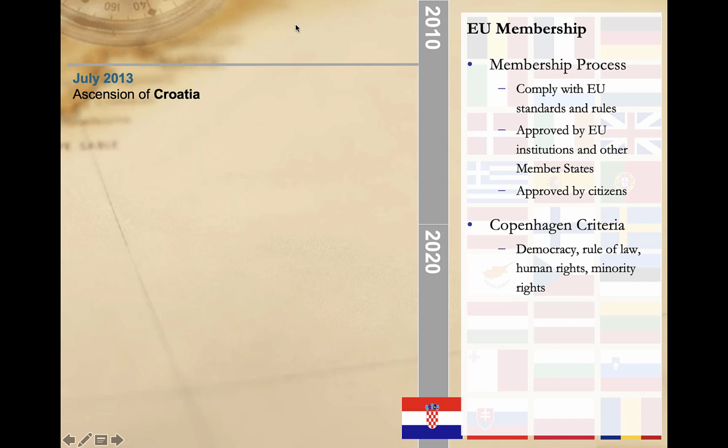There are 3 specific criteria here. First, stable institutions guaranteeing democracy, the rule of law, protection of human rights, and respect for and protection of minority groups in the country. Second, they must have a fully functioning market economy and the capacity to cope with competition and market forces in the European Union. And finally, they must have the ability to take on and effectively implement the obligations of membership, including adherence to the aims of political, economic, and monetary union.